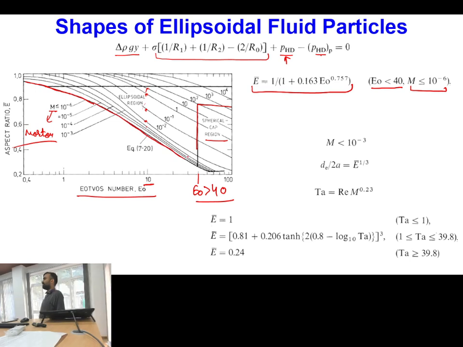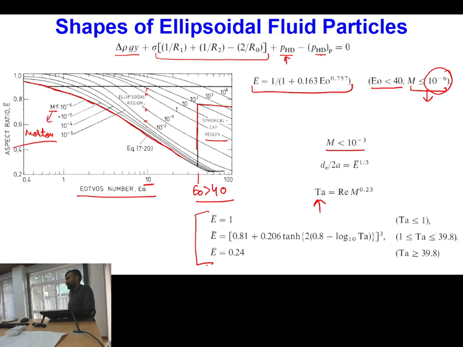So if you are able to predict the aspect ratio, it means you know the extent of the ellipsoid present in the system. Okay, and this is for a very specific condition of Morton number, very small values. But for moderate values of Morton number, which are less than 10 to the power minus 3, we can have another dimensionless factor Ta, which is equal to Reynolds number times Morton number to the power 0.23, and for different values of Ta, this is how we can predict the aspect ratio.